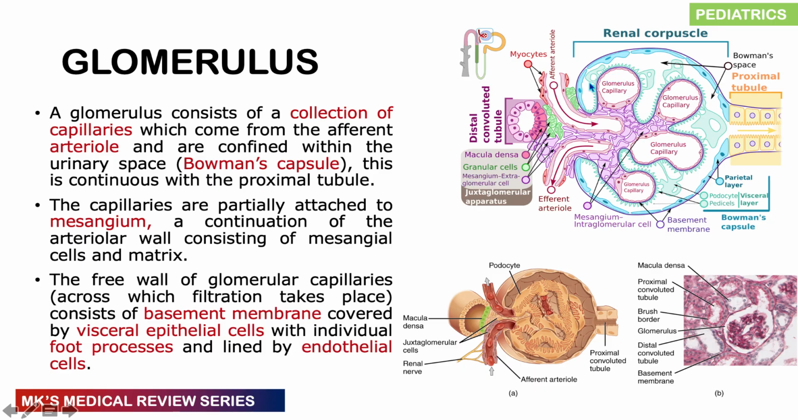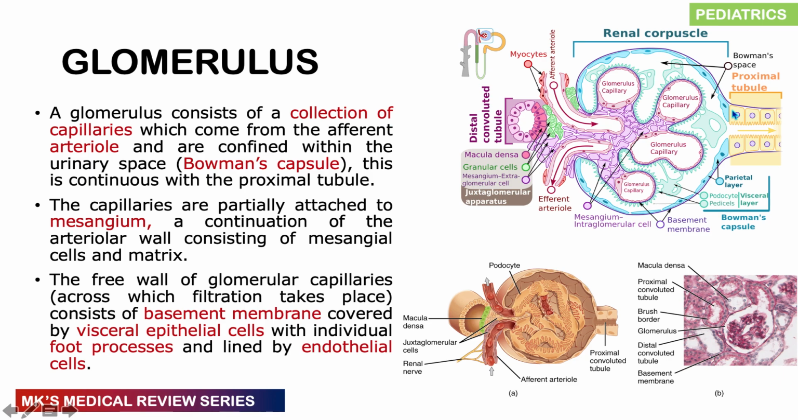And surrounding this glomerulus, you have a capsule, which is known as the Bowman's capsule, into which you have a Bowman's space where all the things that are filtered out are eventually going to pass through the renal tubule, starting off with the proximal tubule.